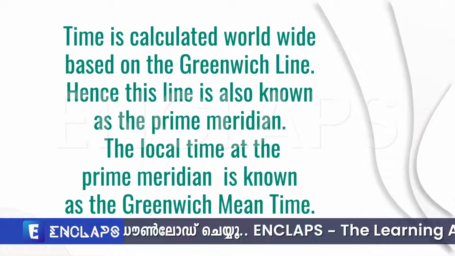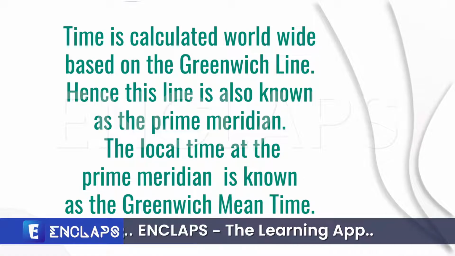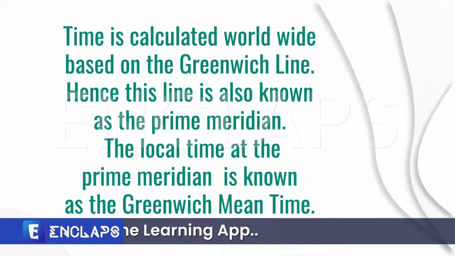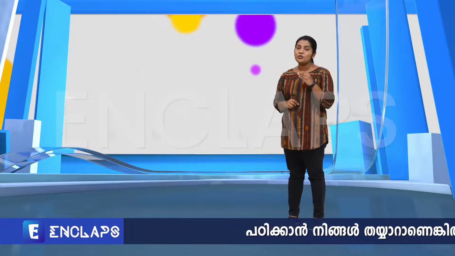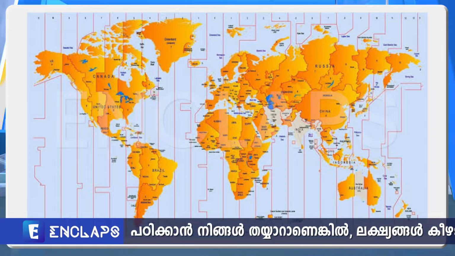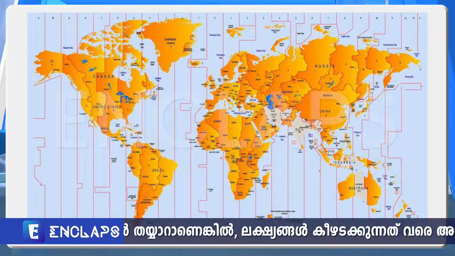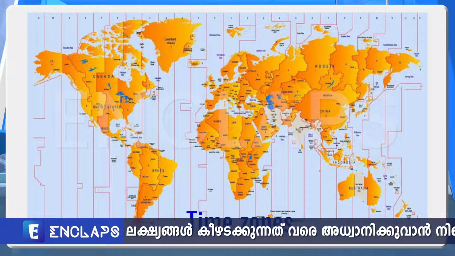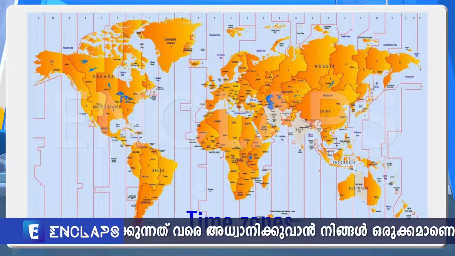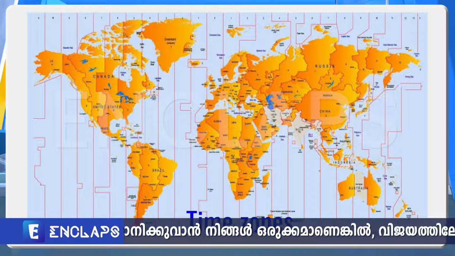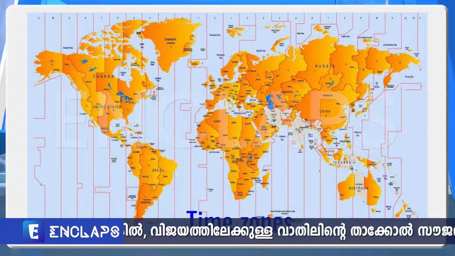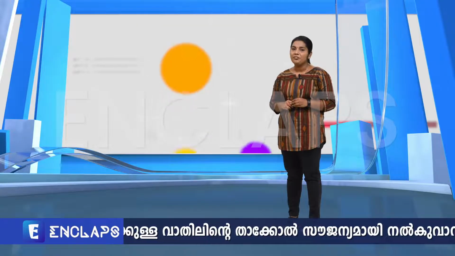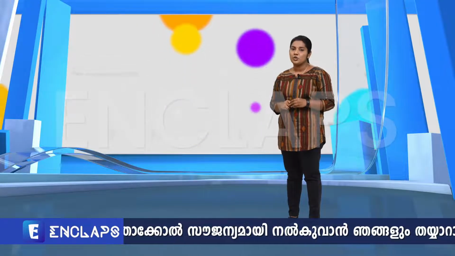The local time at the prime meridian is known as Greenwich Mean Time. Based on the Greenwich meridian, the world is divided into 24 zones, each with a time difference of 1 hour. They are known as time zones. What would be the longitudinal extent for each time zone? It is 15 degrees. The local time would be different at each longitude.